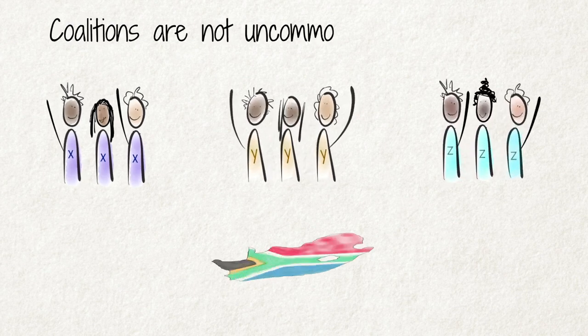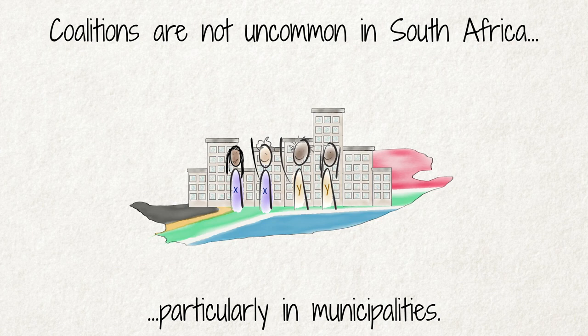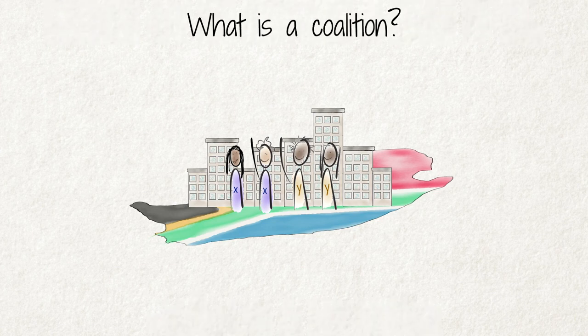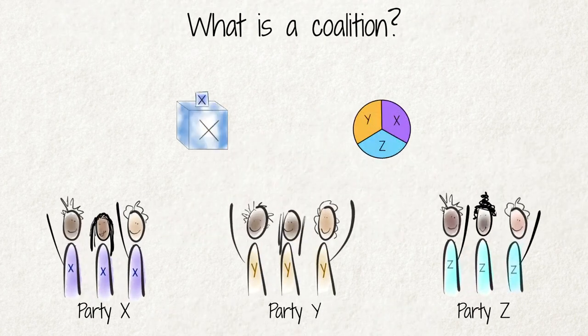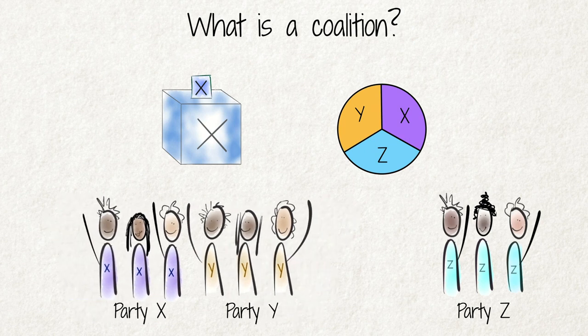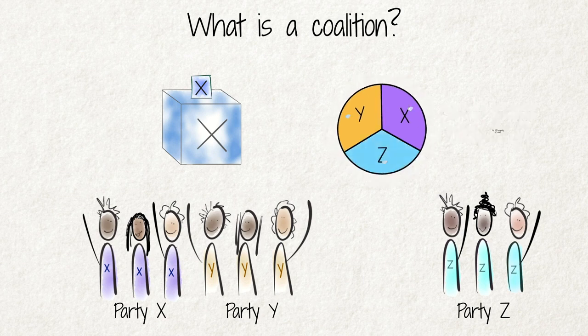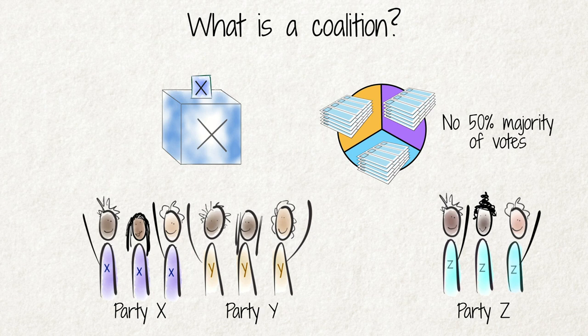Coalitions are not uncommon in South Africa, particularly in municipalities. But what is a coalition? We speak of a coalition when two or more political parties agree to work together and to share power temporarily. This is usually because no single party has won a majority of the votes in an election.